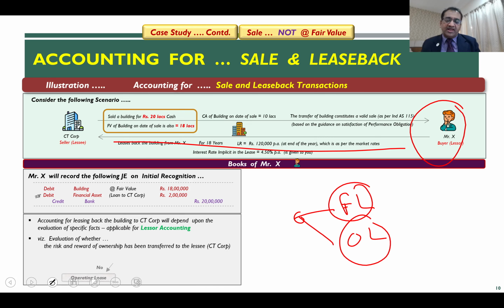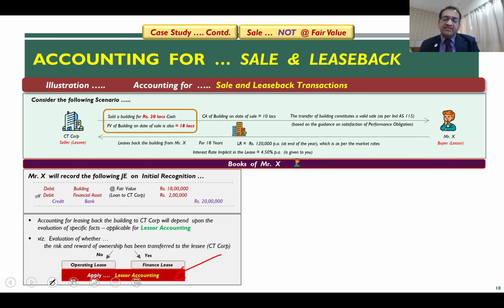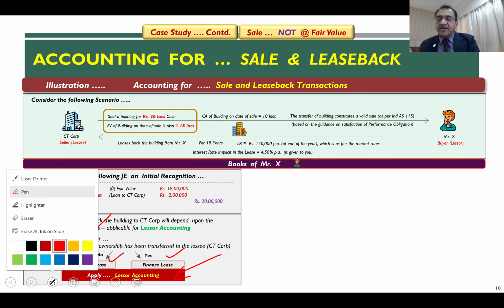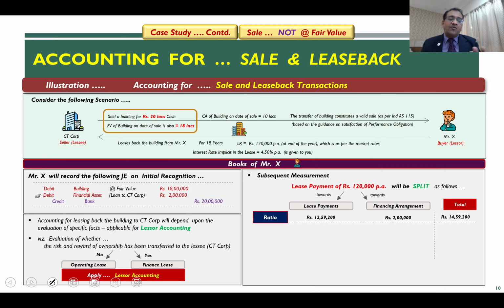And then do the accounting accordingly. If risk and reward of ownership is transferred, then finance lease accounting will be applicable, and if it is not, operating lease accounting will be applicable, meaning that Mr. X will apply lessor accounting of either operating lease or finance lease, as the case may be, depending upon whether the risk and reward of ownership has been transferred to CityCorp or not. Now, this is fine. Assume that it is a finance lease for the time being. Now, what about subsequent measurement?